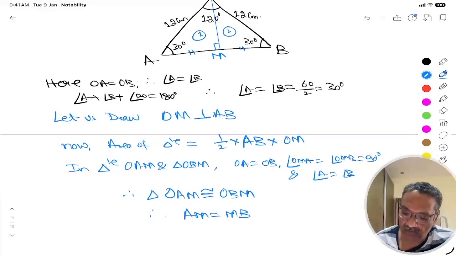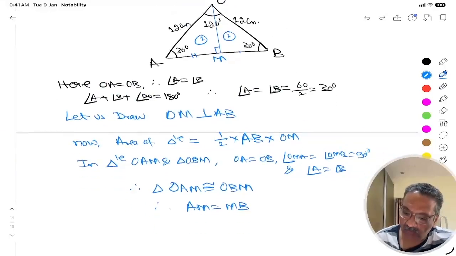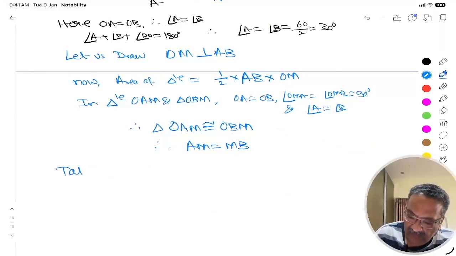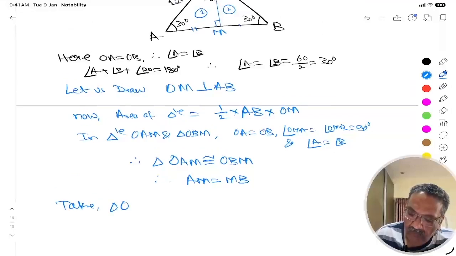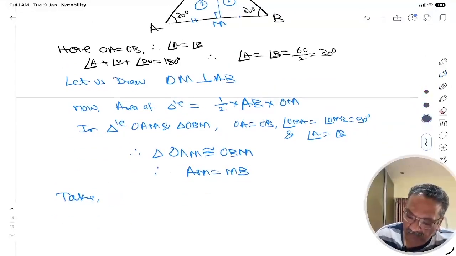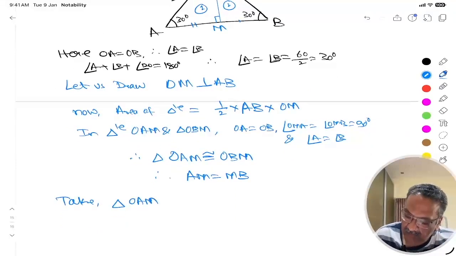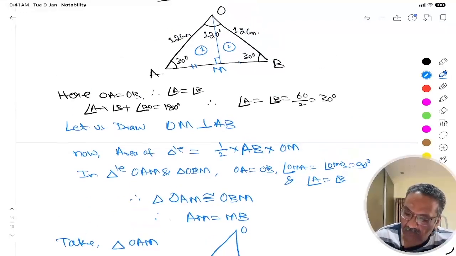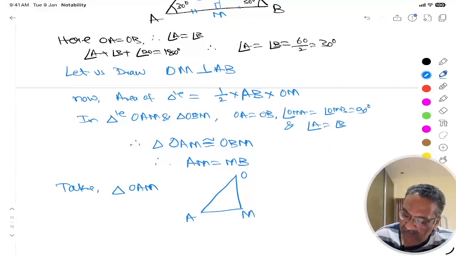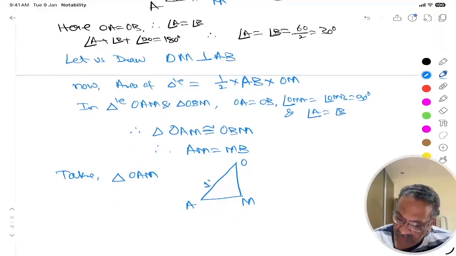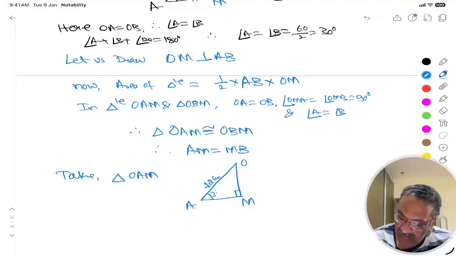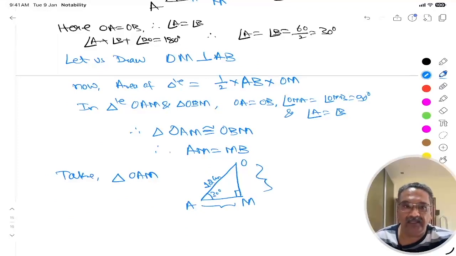So now let us consider any one triangle, take triangle OAM. In triangle OMA, the hypotenuse is 12 centimeters, and I know this angle to be 30 degrees. Now I need to find OM and AM.